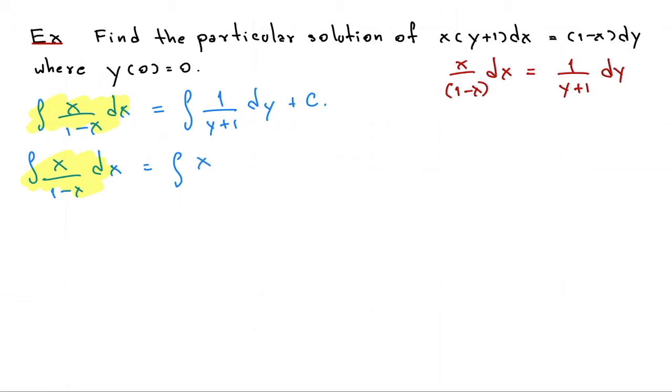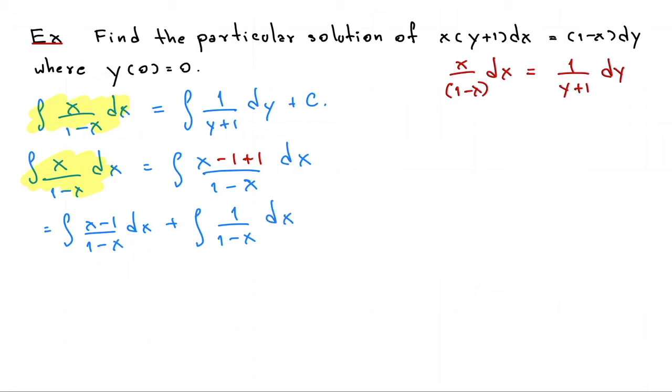x, and then I minus 1 plus 1, divided by 1 minus x dx. Nothing changes, right? I just minus 1 and plus 1. Nothing changes. And then it's actually integration of x minus 1 minus x dx plus 1 minus x dx. Right?